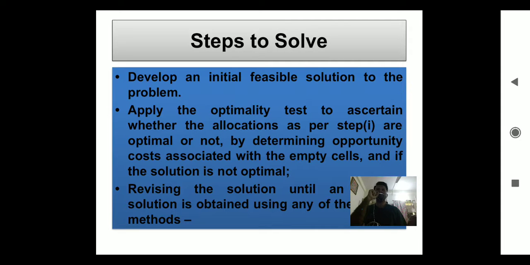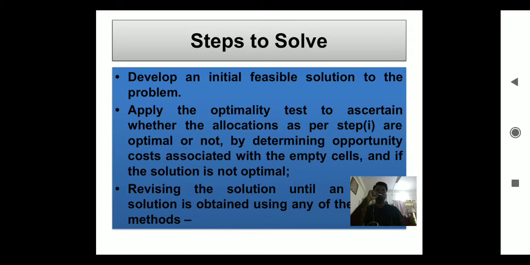Second step, apply the optimality test. When we allocate all the factories and warehouses with all demand and supply, some allocations are there. We have to test the formula of optimality test, that is m plus n minus 1 equals the number of allocations. If the allocation matches the formula, that test is called the optimality test.